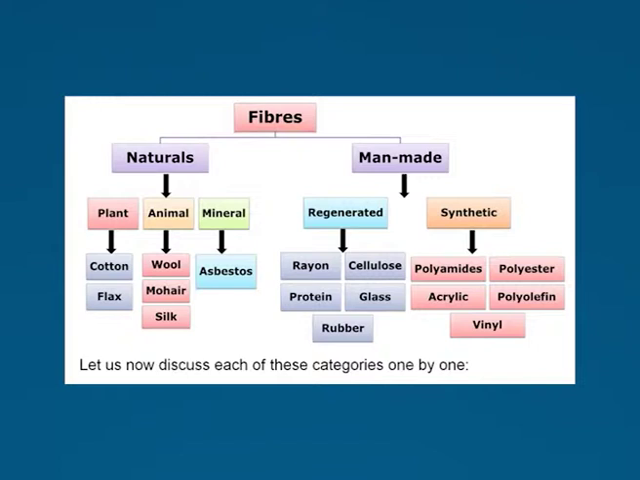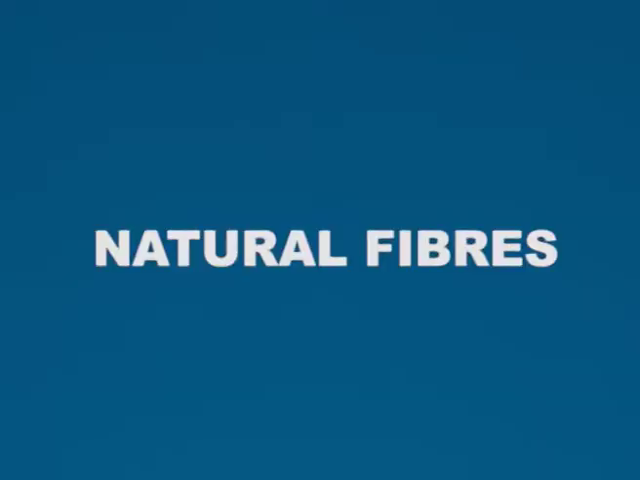Coming to the man-made fibers. Man-made fibers can be regenerated or synthetic. Regenerated fibers, examples we can have rayon, protein, rubber, cellulose, glass, while synthetic fibers, polyamides, acrylic, polyester, polyphenol, vinyl, etc. Now, we are going to discuss these categories one by one. Let us now discuss each of the above categories one by one. First, let us come to natural fibers.